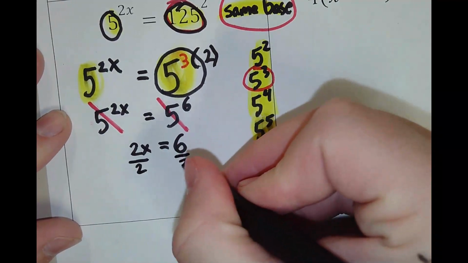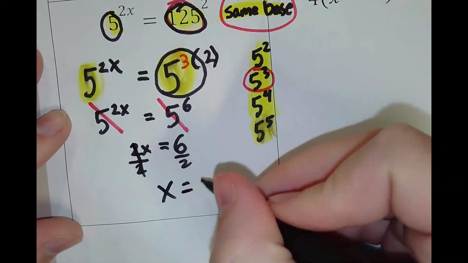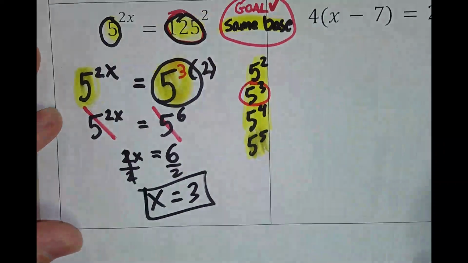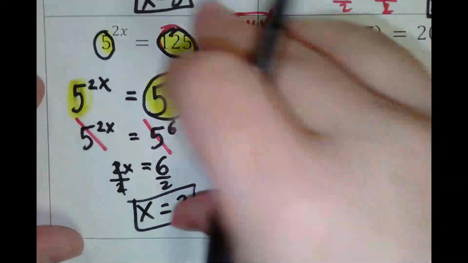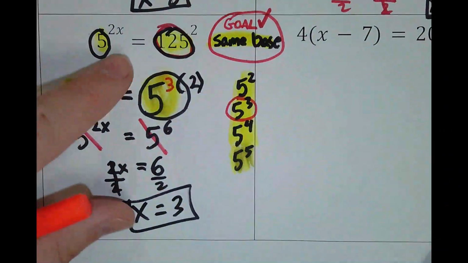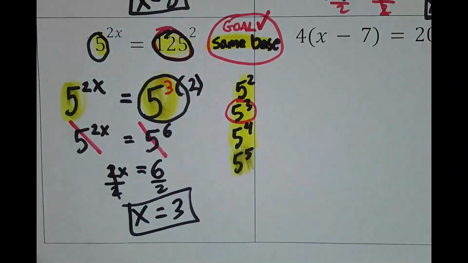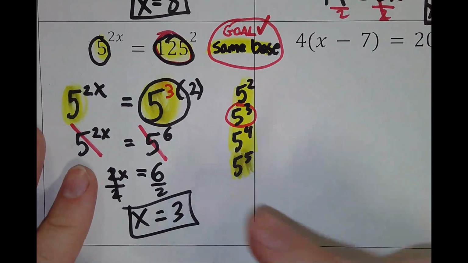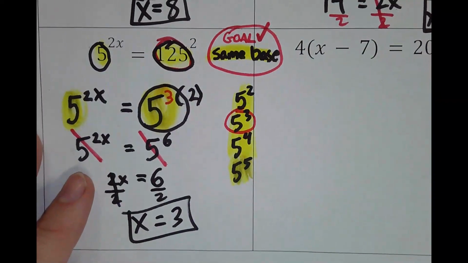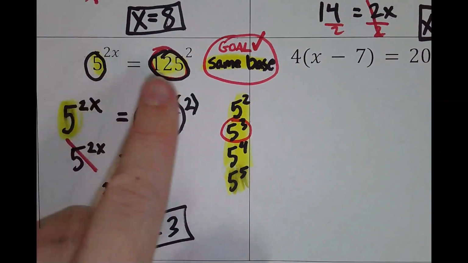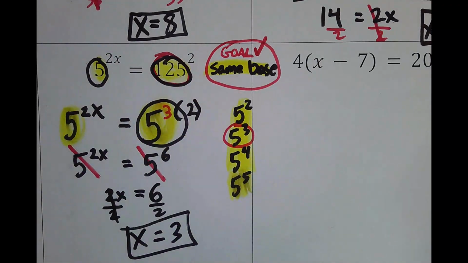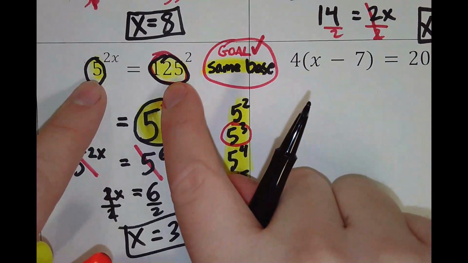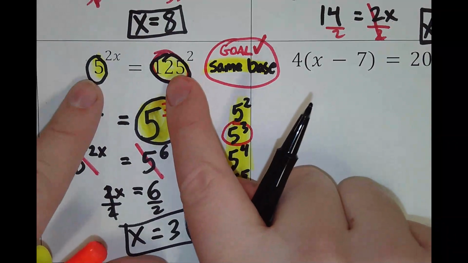Solving for x, dividing by 2, we get the answer of x equals 3. Okay, rewatch this part if you're trying to really understand these questions. I encourage you to rewatch them and practice them because it is not easy until you've practiced it. Okay, so for these types of problems, make sure your goal is to find the same what? Make them the same base.